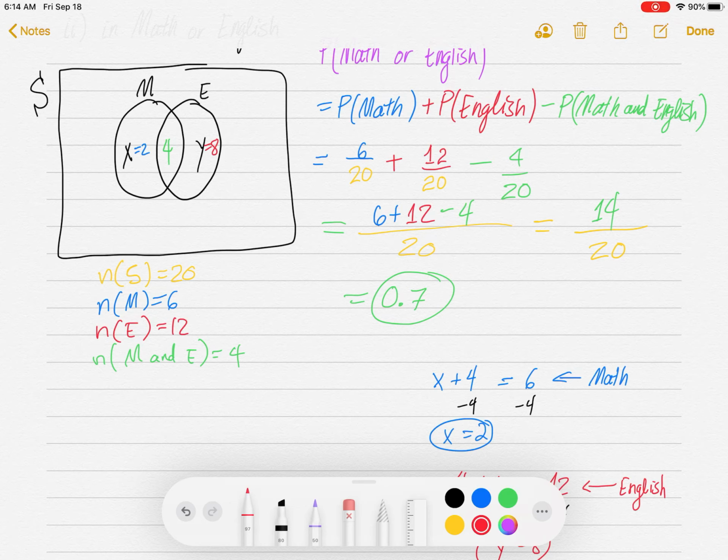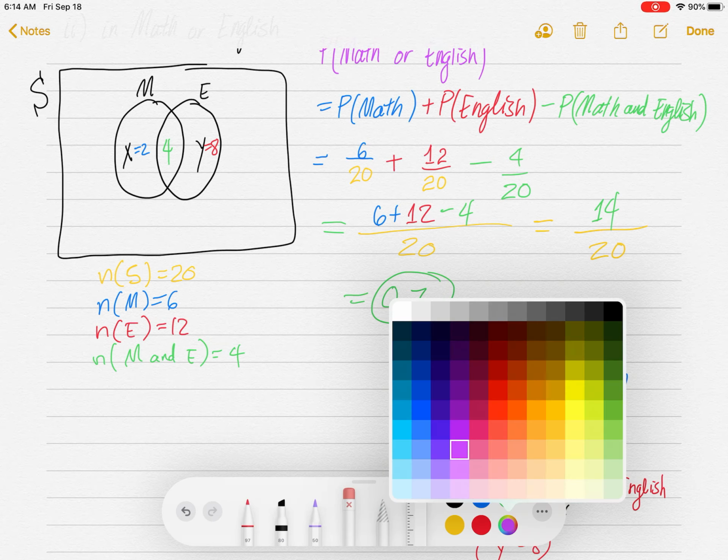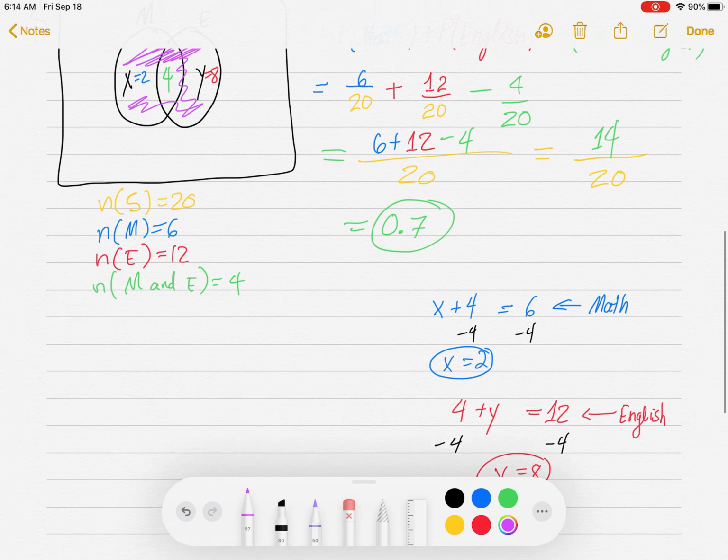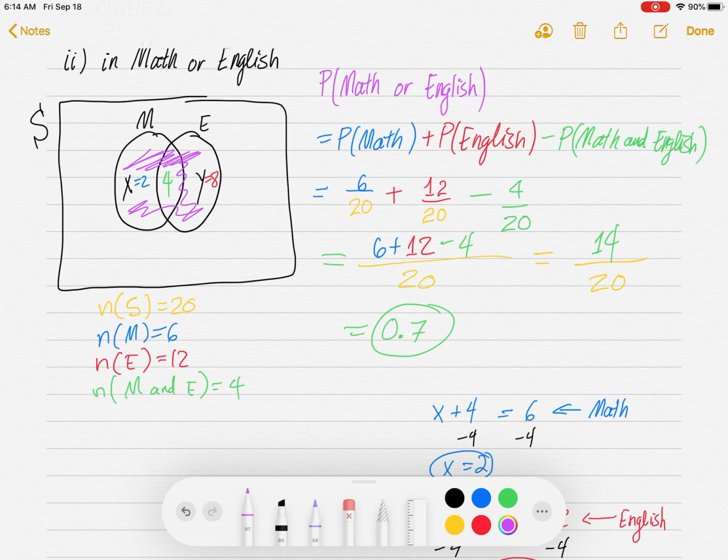So remember what we're trying to do here. We're trying to find English or math. We're trying to find all of this all together here. So all you have to do is basically add those numbers up. 2 plus 4 plus 8, right?